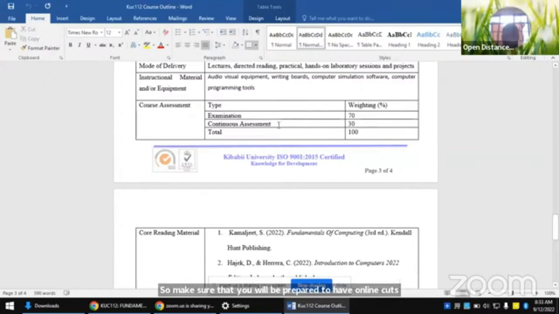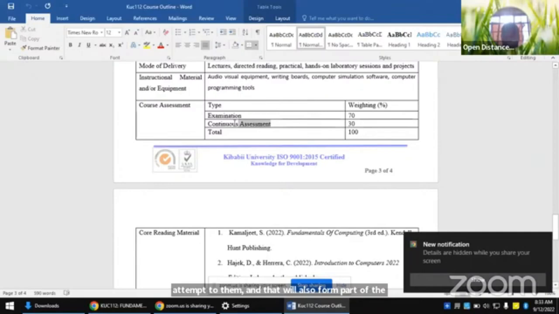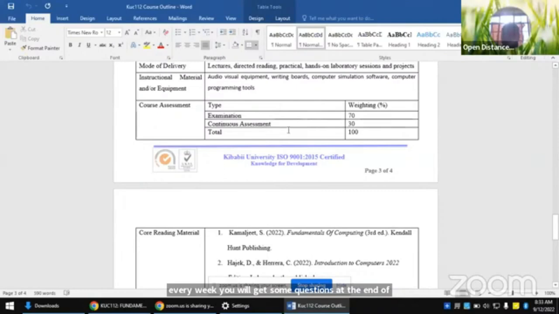Also note that in the LMS system, at the end of every section, we have a continuous assessment test. So make sure that you attempt all the sections online and you become familiar with how to do exams. So when you go to the assessment section in your LMS every week, you will get some questions at the end of every topic. Attempt them, and that will also form part of the assignments that will lead to award of marks in the continuous assessment. So continuous assessment is that we'll have two CATs which are online.